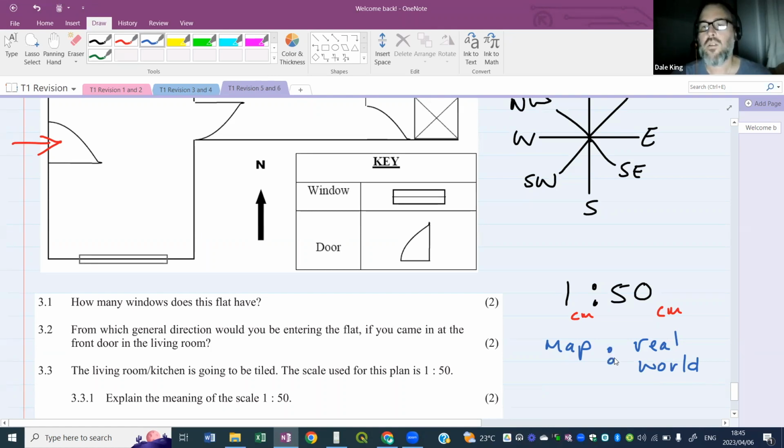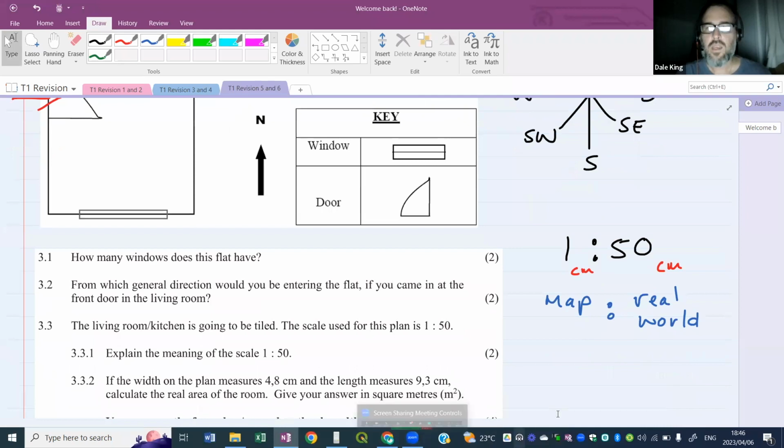So on the left-hand side of the ratio is the map measurement. On the right-hand side of the ratio is the real world measurement. So on the left, you're using a ruler on this diagram, and on the right, a tape measure when you walk into the actual house. So 1 centimeter on my map represents 50 centimeters in the real world. That's what they want when they say explain the meaning, not the meeting.